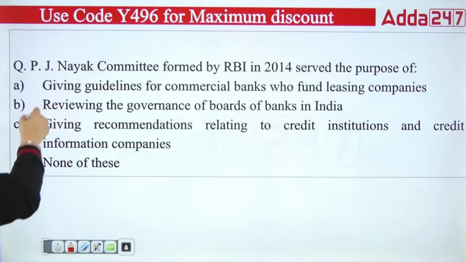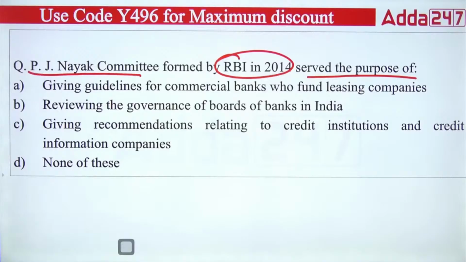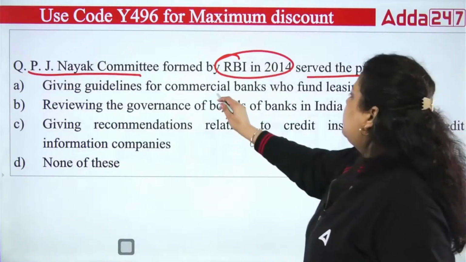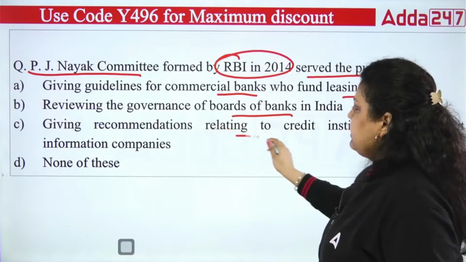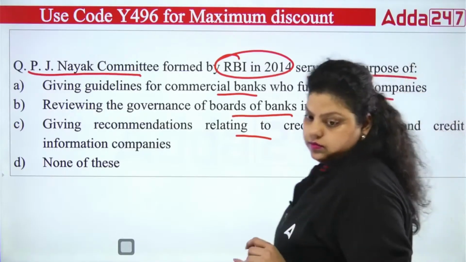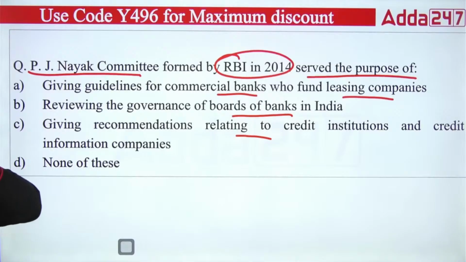Next question. The PJ Nayak committee formed by RBI in 2014 served the purpose of which of the following? For which purpose has RBI introduced the PJ Nayak committee? First, giving guidelines for commercial banks who fund leasing companies. Second, reviewing the governance of boards of banks in India. Third, giving recommendations relating to credit institutions and credit information companies. And none of the above. A, B, C or D? Which of the following is correct? For what purpose was the PJ Nayak committee introduced? The committee was introduced in 2014 by the Reserve Bank of India for what purpose?